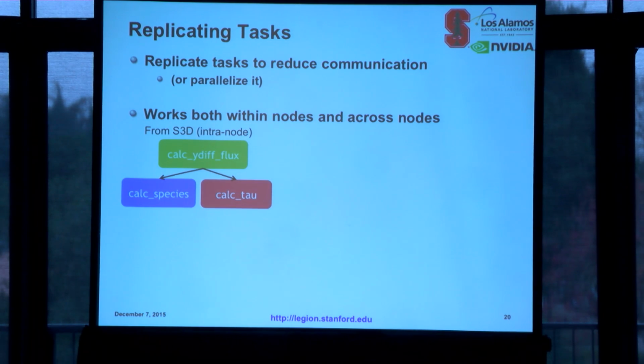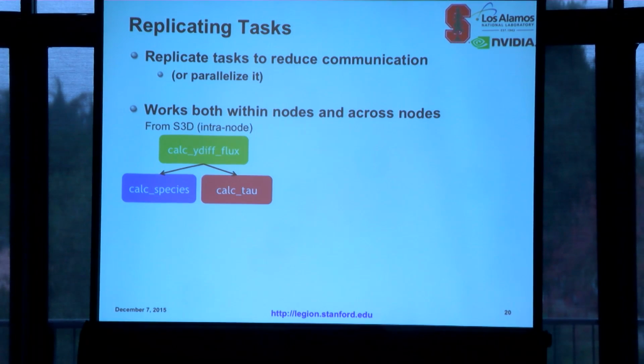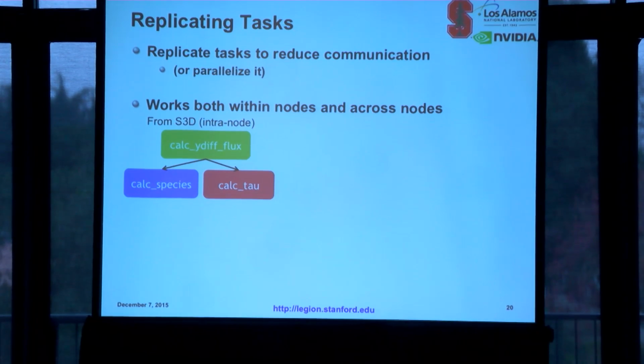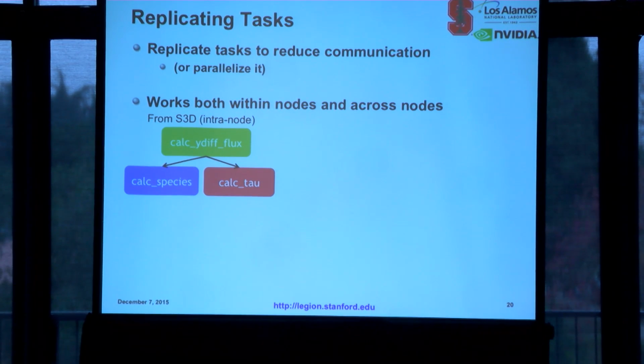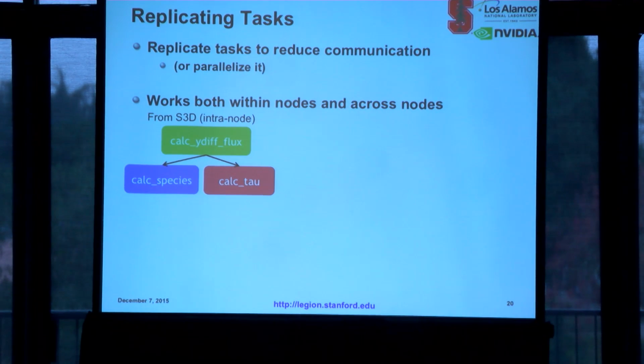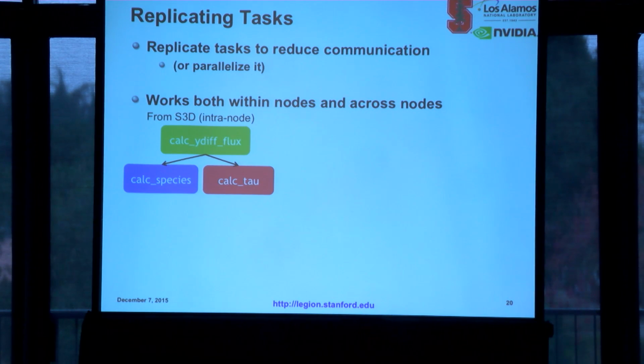One of the examples that we saw in S3D is we have this pattern. We have this computation called calc_y_difflux. It has a bunch of different tasks that consume the output of calc_y_difflux. Calc_y_difflux generates a lot of data, and it's very expensive to move that data inside of your machine.